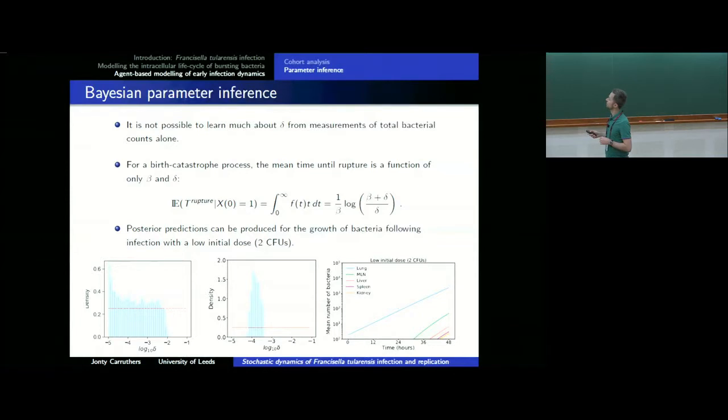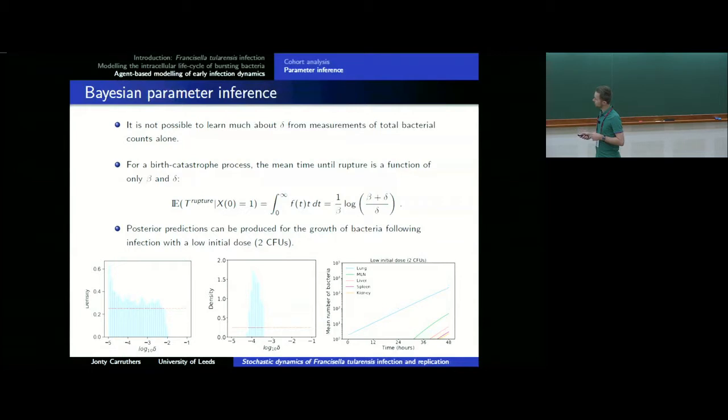If you go right back to the start where we had the log normal distribution on the time until rupture, what we did was take the mean of that distribution and allow for a bit of variability either side of it. And from our posterior sample from our ABC, we just chose the parameters that gave you a mean rupture time close to that value. If you do that, you can actually refine your posterior distribution for delta quite nicely.